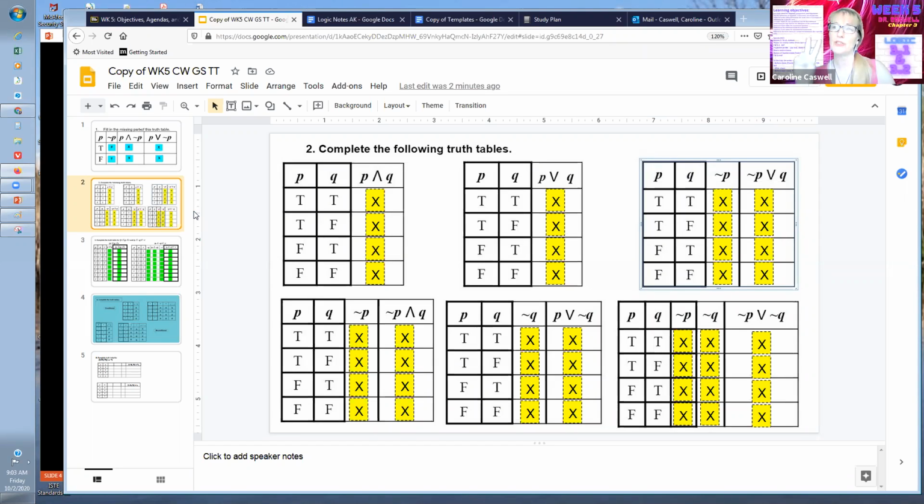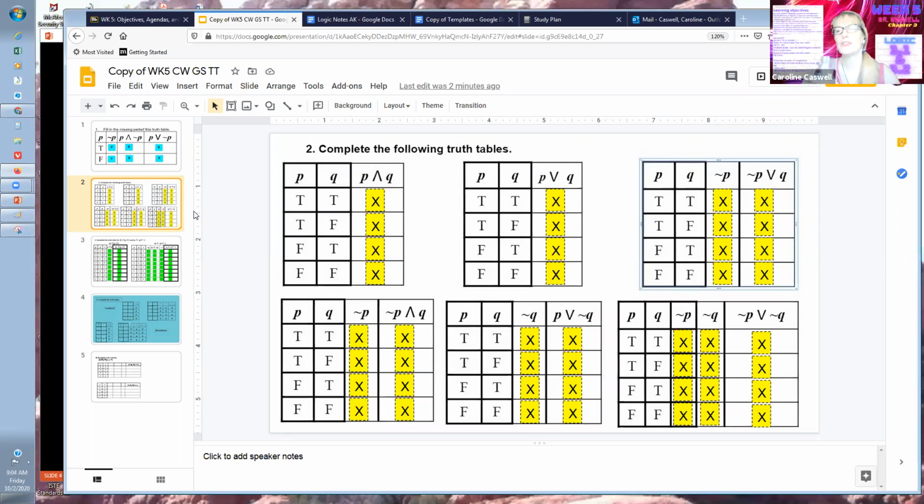When I'm doing 2 statements, I do 2 trues for the P, 2 falses for the P, and then I go back and forth on the Qs. True, false, true, false. That way you have all 4 possible scenarios and you don't double up any. You find that if you start mixing around with it, you'll have 2 trues or 2 falses, or you'll have too much of the same thing.